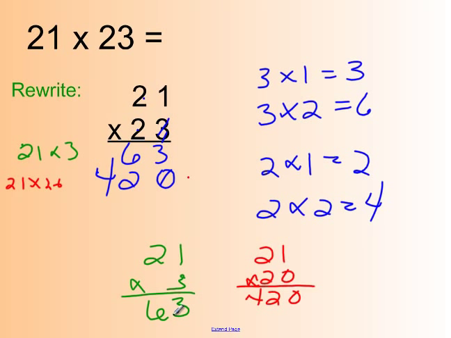And 21 times 20 is 420. Now the next step is to add these two together. You're going to add the 63 plus the 420. So 3 plus 0 is 3. 6 plus 2 is 8. And 4 plus nothing is 4. So our answer is 483. So 21 times 23 is 483. Okay, let's practice the next one.